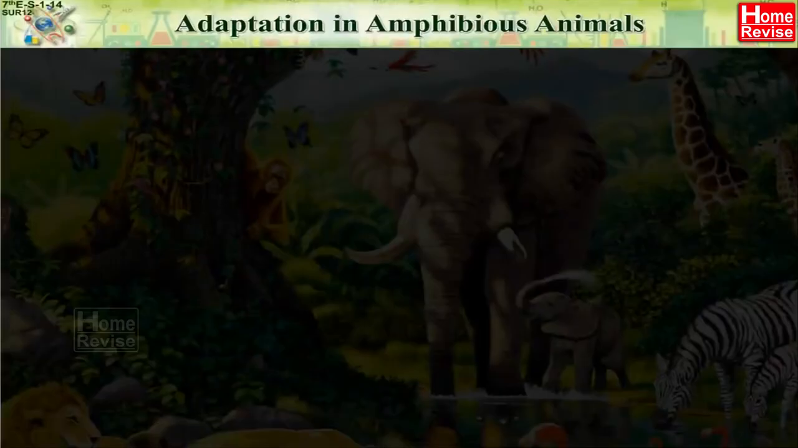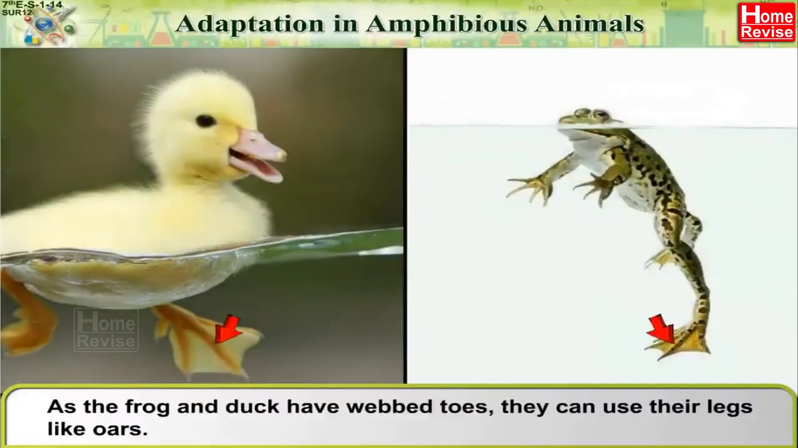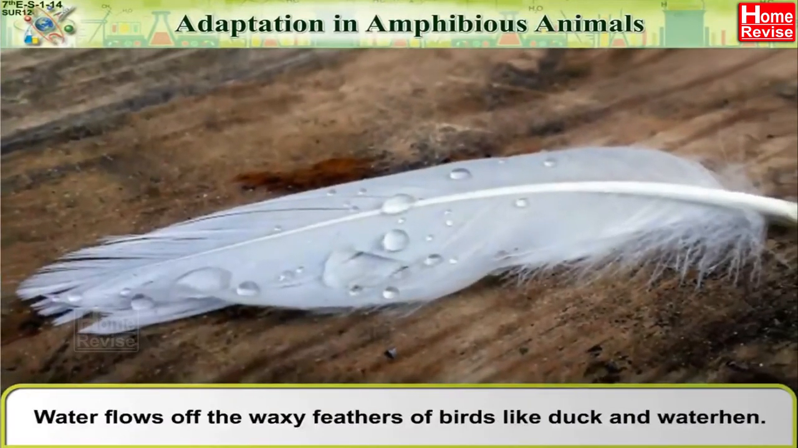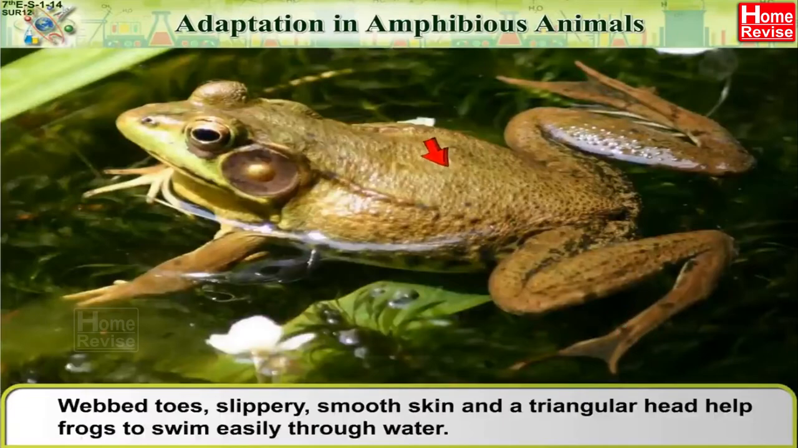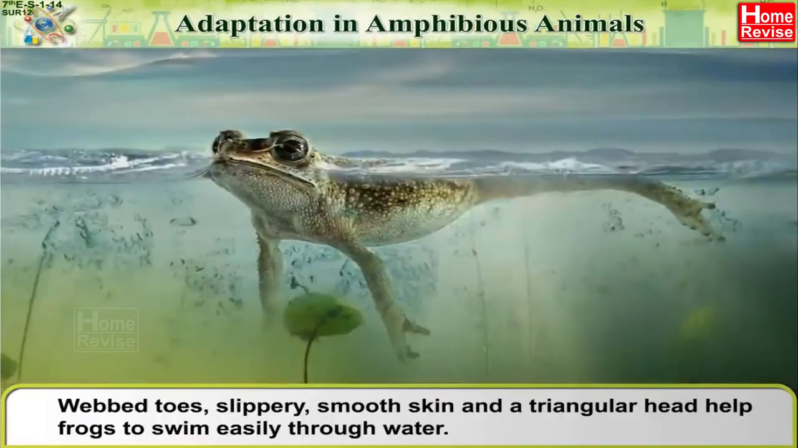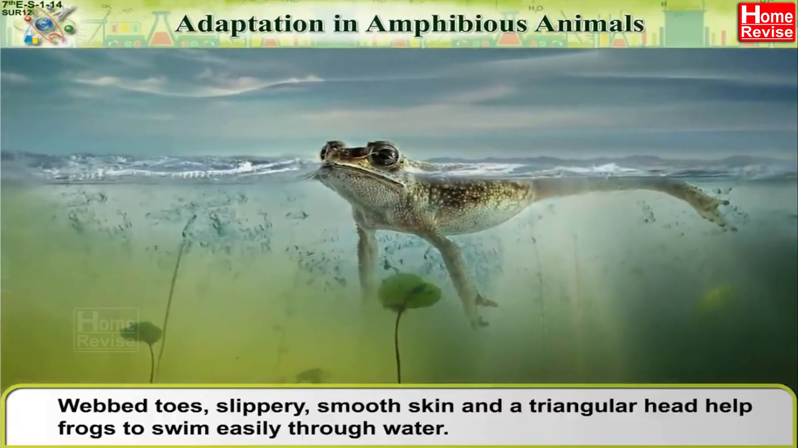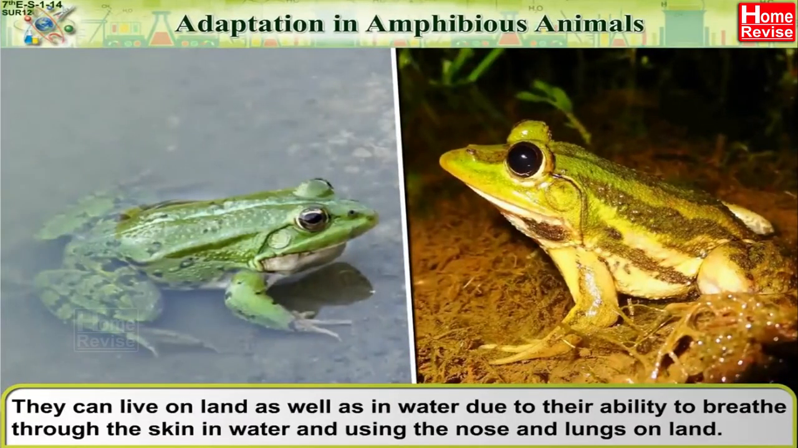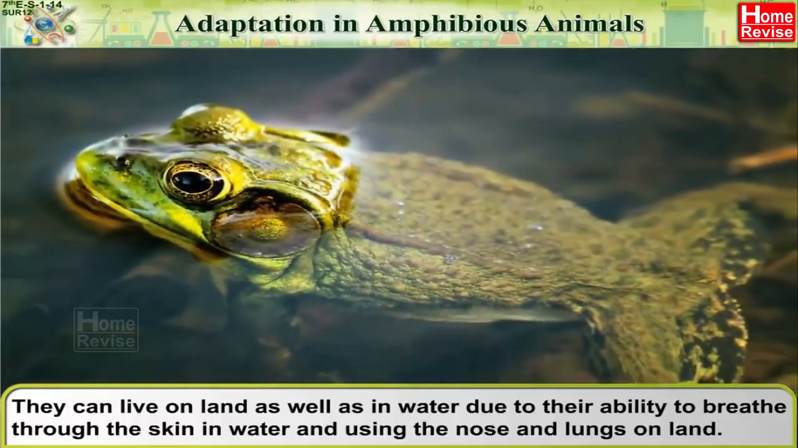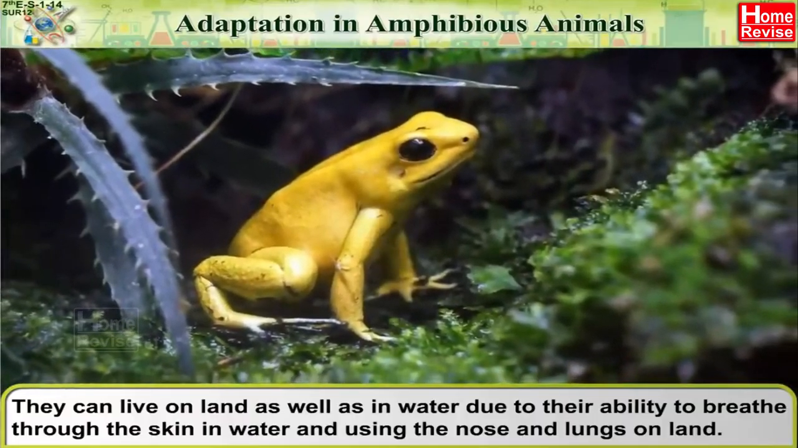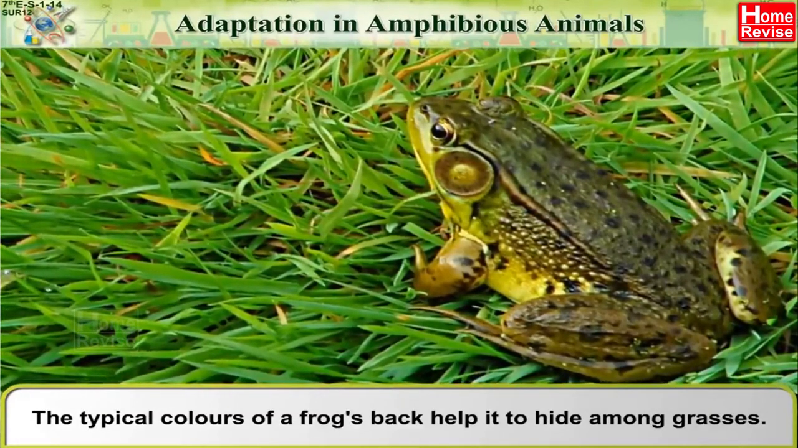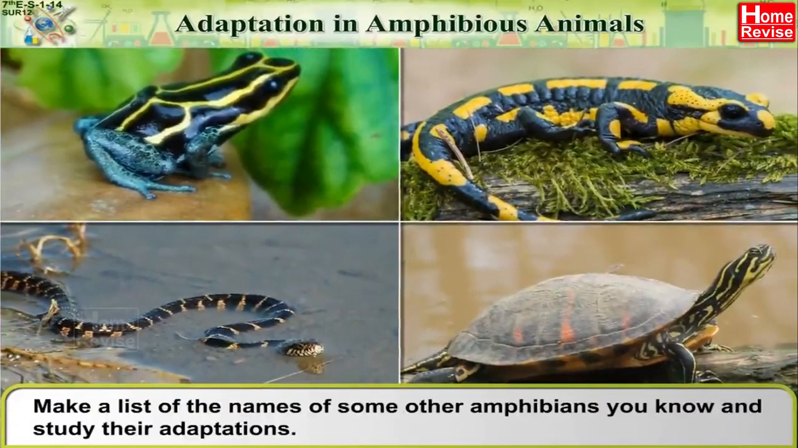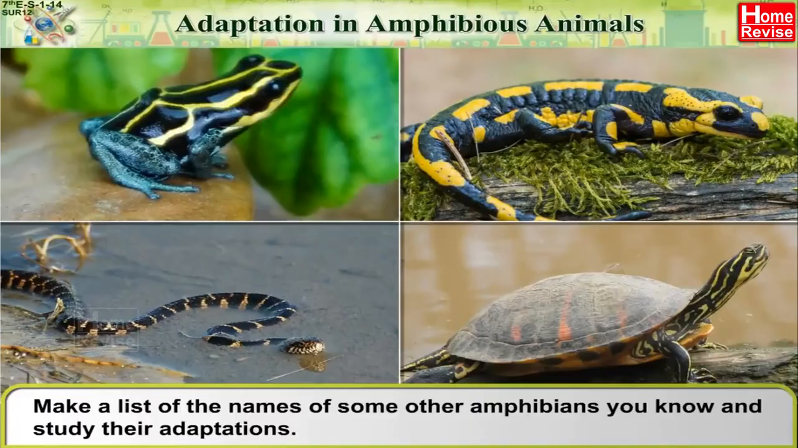Adaptation in amphibian animals. As the frog and duck have webbed toes, they can use their legs like oars. Water flows off the waxy feathers of birds like duck and water hen. Webbed toes, slippery smooth skin, and a triangular head help frogs to swim easily through water. They can live on land as well as in water due to their ability to breathe through the skin in water and using the nose and lungs on land. The typical colors on a frog's back help it to hide among grasses. Make a list of the names of some other amphibians you know and study their adaptations.